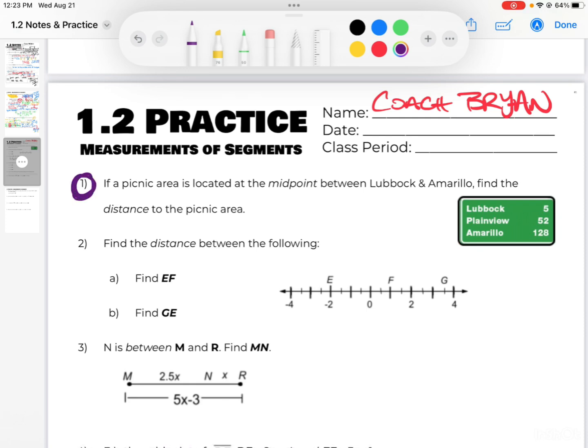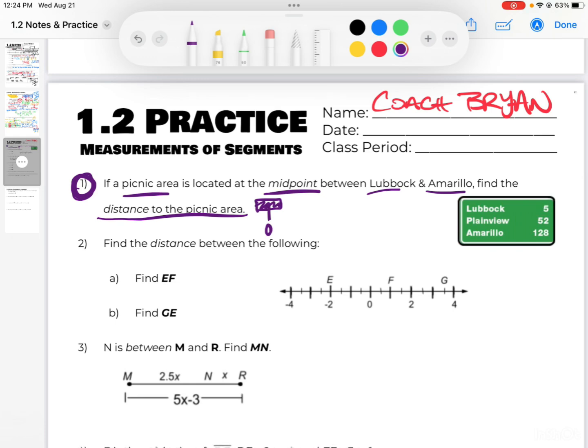So I'm going to start with this first one because this has actually been giving people a lot of trouble, and it is kind of a tricky question. It talks about a picnic area that is at the midpoint between Lubbock and Amarillo, and it wants you to find the distance to the picnic area. So one thing you have to keep in mind is that if there was a number line, you're starting at 0, and that's where this sign is, okay?